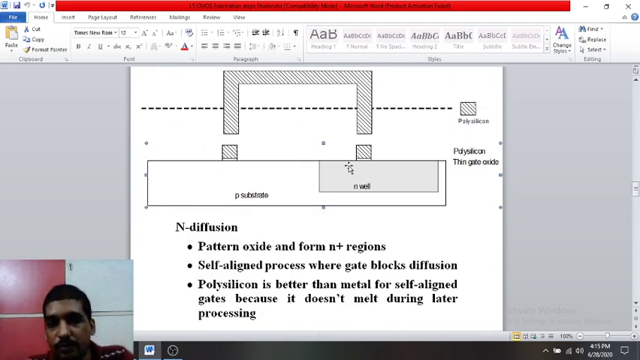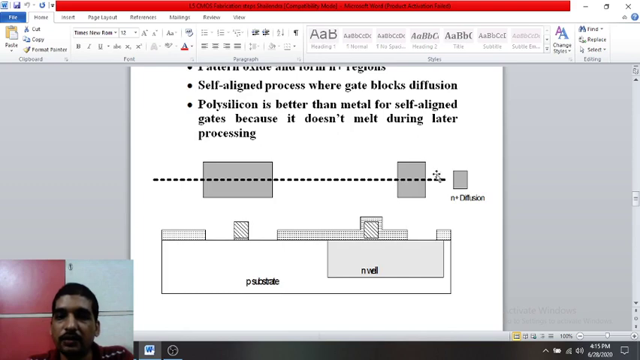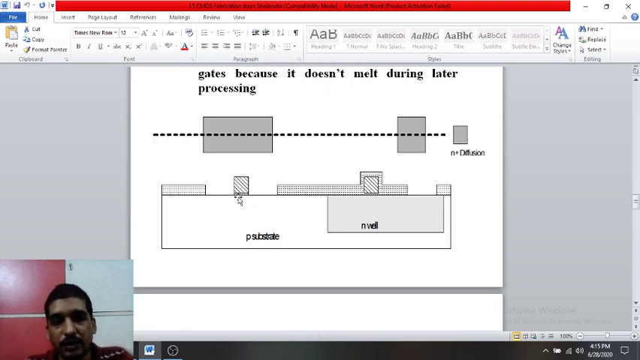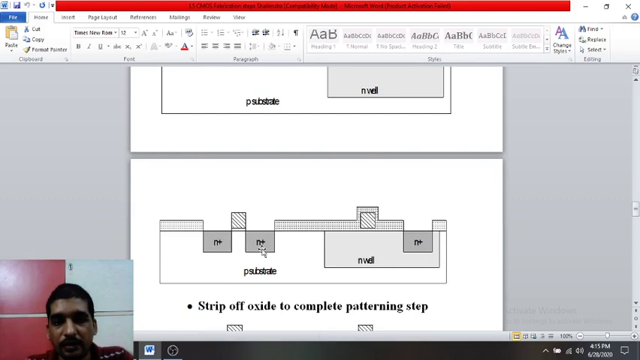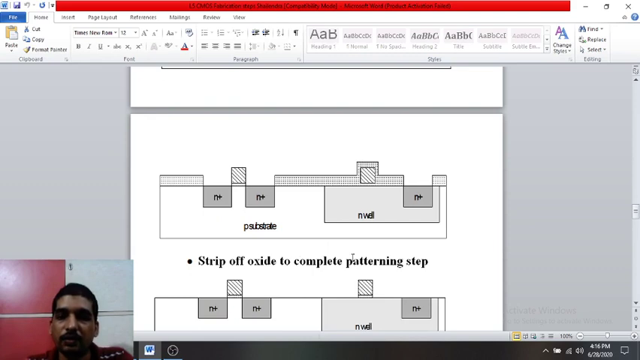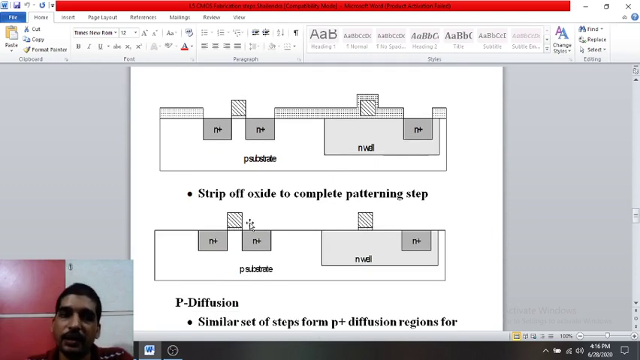For that again we have to deposit the layer and create a mask, and using the same set of lithography process, we will finally cover with the photoresist. Then we will dope the N plus regions where we want to form the NMOS or the substrate connection. Now the next step is to strip off the oxide to complete this patterning. Finally we will get this one. Next, in a similar manner, we have to create the PMOS and the P plus substrate region. So the PMOS is created here and the P plus region is required to be created here.